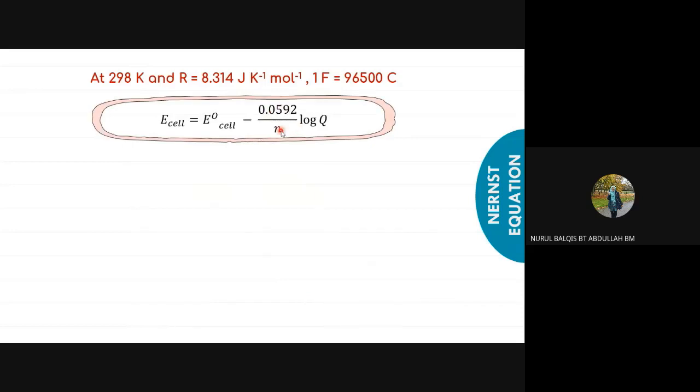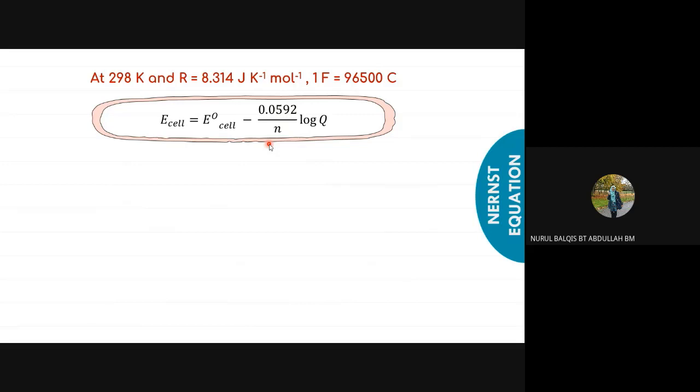0.0592 over N. Tak ada dah R. Kenapa tak ada R? This 0.0592 comes from the R of 8.314, the temperature of 298 Kelvin, and the Faraday's constant of 96,500 Coulomb. Yang remain adalah number of moles, because not all reactions will have 2 electrons to be released. Not all reactions will have only 1 electron to be released. This number of electrons will rely on your net equation.